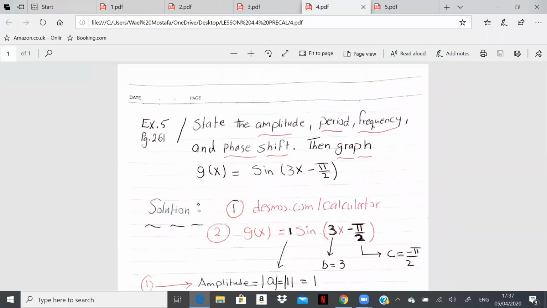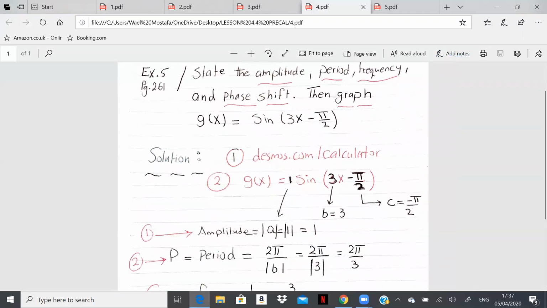Example number 5. State the amplitude, period, frequency, and phase shift. He's asking for a lot of things in this one. The graph, you're going to do it on the calculator. Let's do this one, by the way. Example number 5.